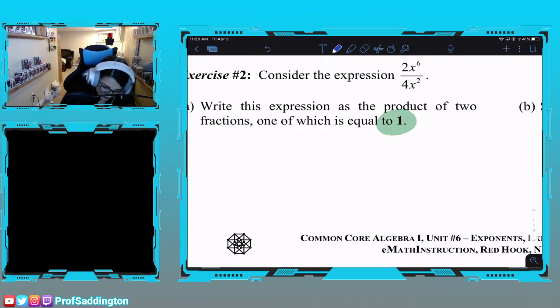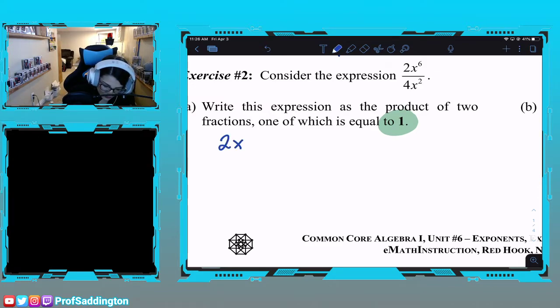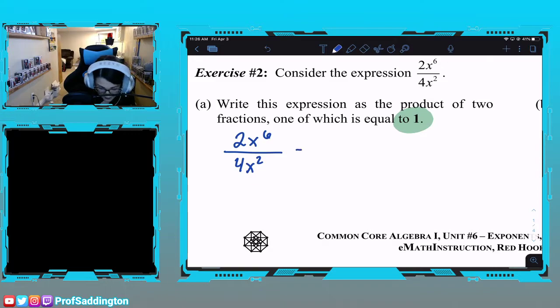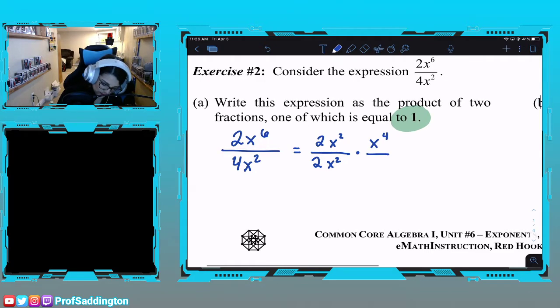If my pen wants to work, that would be cool. Whee, it's frozen. There we go. There's all my doodles. All right, so we have 2x to the 6th over 4x squared. Another way we could rewrite this is I want the top and the bottom to be the same, so I need to find the GCF. They both have 2 in common. And the most I can take out of each is an x squared, but then the leftover would be an x to the 4th on top and a 2 on the bottom. So I can see that this cancels out into a 1, so I'm really left with x to the 4th over 2.